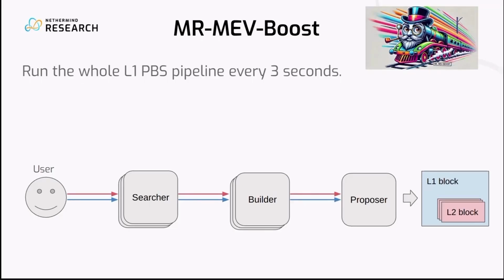Okay, so another way of providing preconfirmation PBS is what we call Mr. MEV Boost, an acronym for multi-round MEV Boost. So the idea here is, okay, this whole L1 block-building pipeline that we had in the based rollup setup, instead of running it once in the 12-second window, let's run it every 3 seconds. Run the whole L1 block-building pipeline, this PBS pipeline, every 3 seconds, for example.